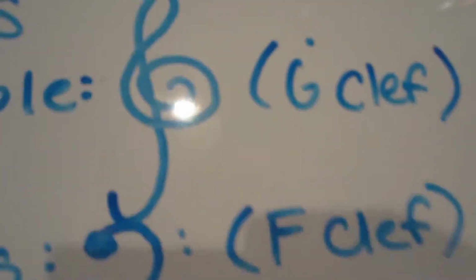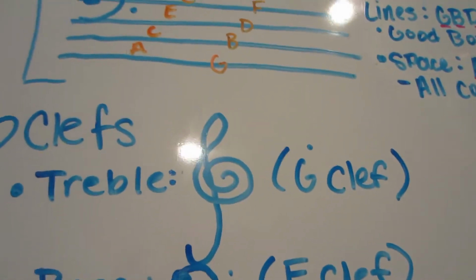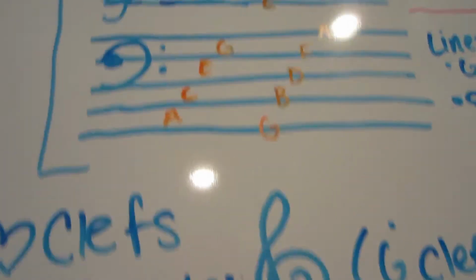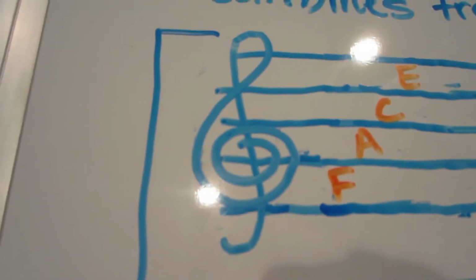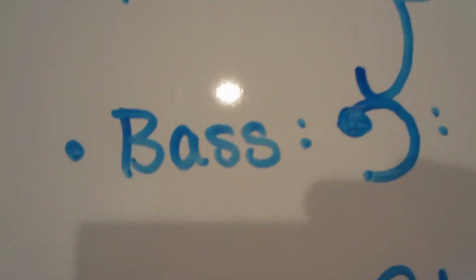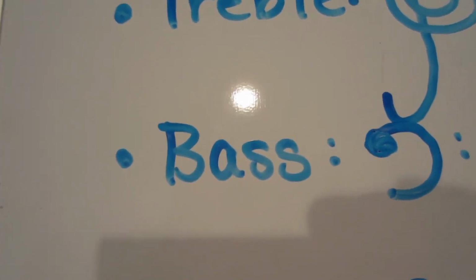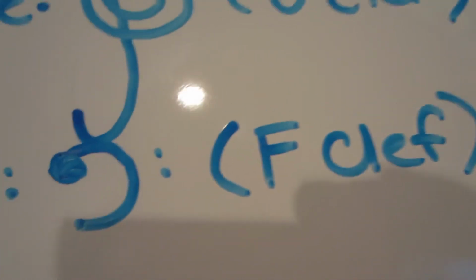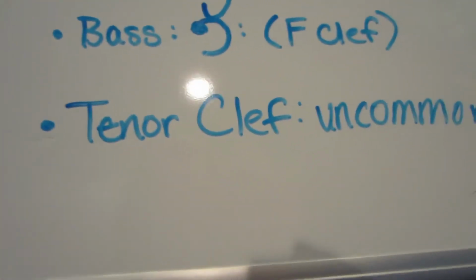Anyways, now on to clefs. As I mentioned before, the treble clef is also known as the G clef. The reason for that is that if you look at the treble clef, it circles the G. How convenient. And the bass clef is also known as the F clef. This is because it circles the F line. And then there's the silly tenor clef that nobody really cares about.